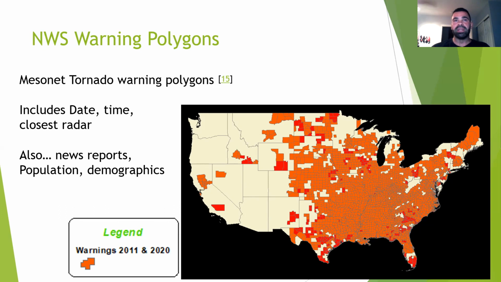The metadata includes beginning and end time of tornado warnings, the date, and the closest radar to the warning. It will also be important to consider other data sources, including news reports, population and demographic information during the analysis.